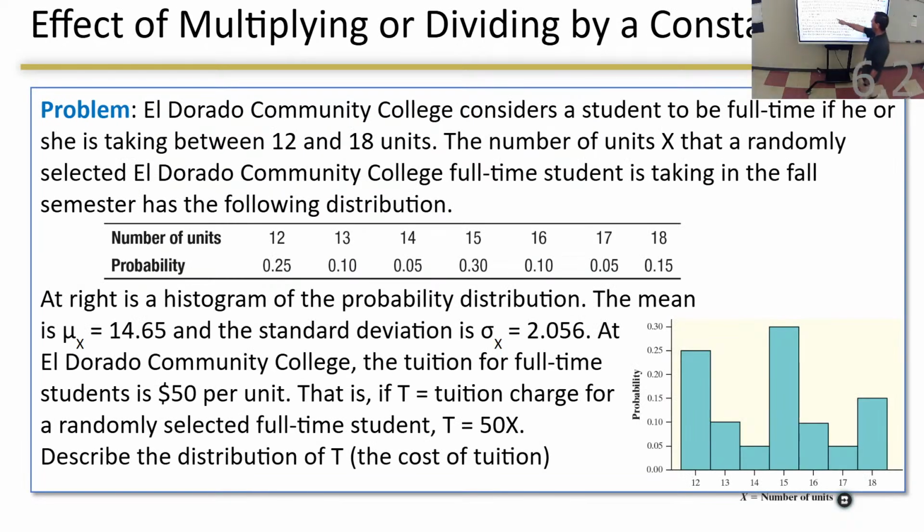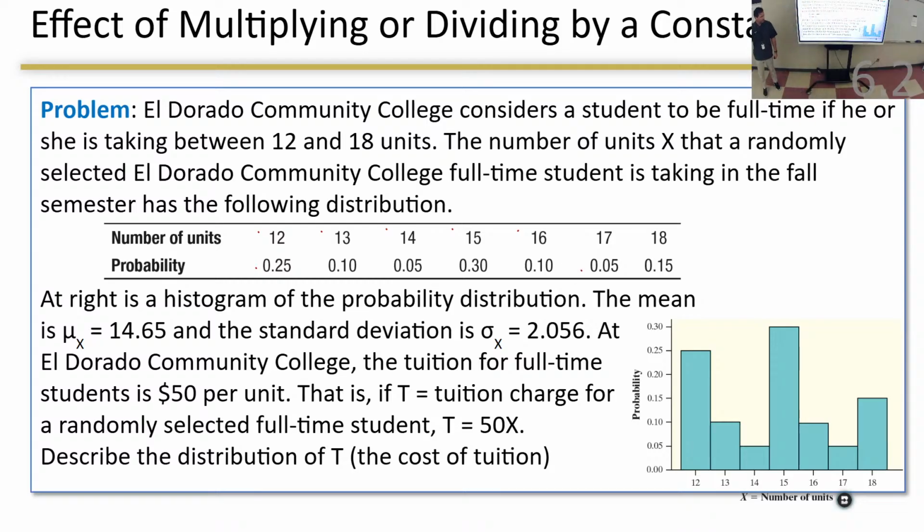Here I have El Dorado Community College. It considers a student to be full-time if he or she is taking between 12 and 18 units. This is somewhere in your notes, I'm guessing. The number of units that a randomly selected El Dorado student is taking follows this distribution. Here's 12 units at 25%, 13's at 10, 14's at 5, 15's at 30, 16's at 10, 17's at 5, and 18's at 15.